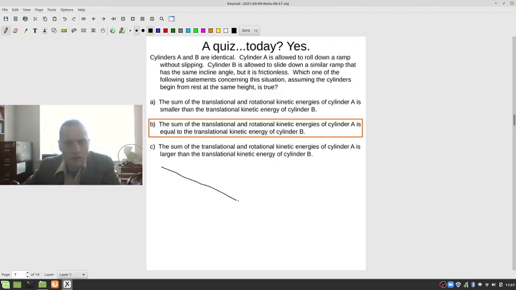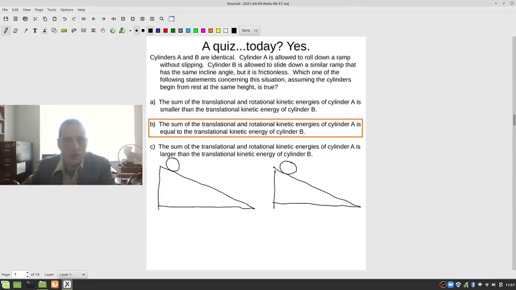This is a question that I think is good just to think about a little bit. It says you've got two identical cylinders, and they're both going down a ramp like this. And I believe you did something like this with Dr. Galaba in lab this week. So here's cylinder A and cylinder B. Cylinder A is allowed to roll down a ramp without slipping. Cylinder B is allowed to slide. So this has friction. This has no friction.